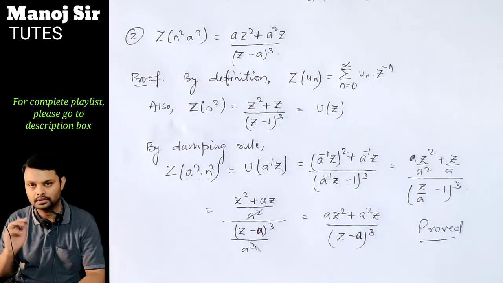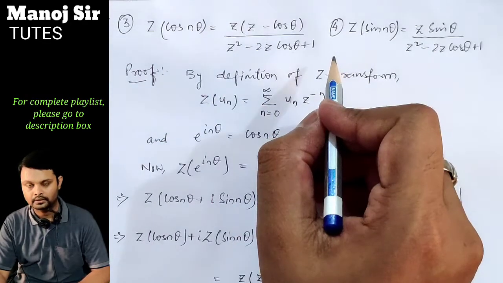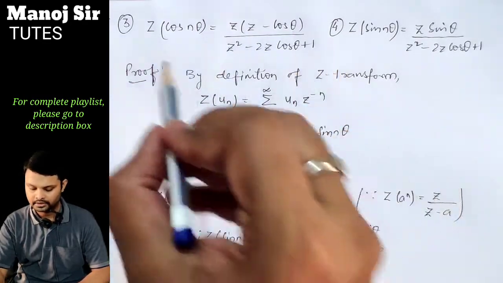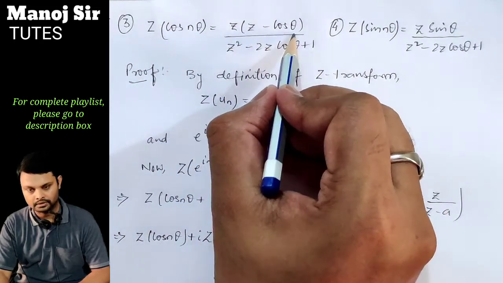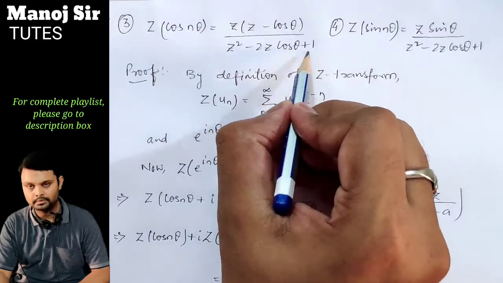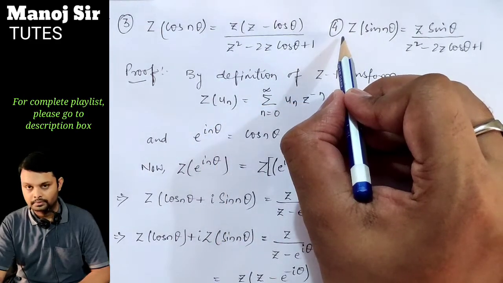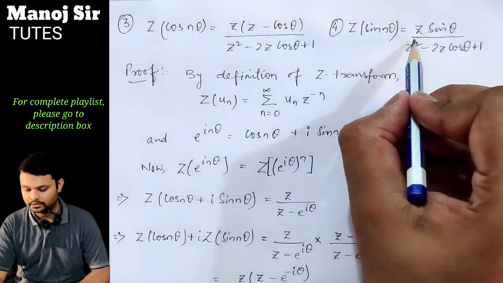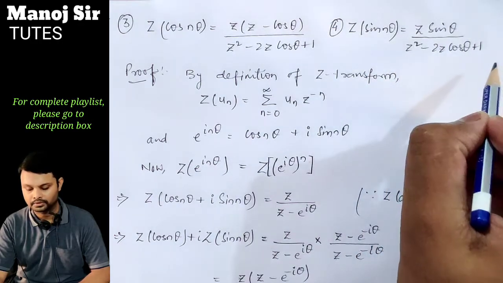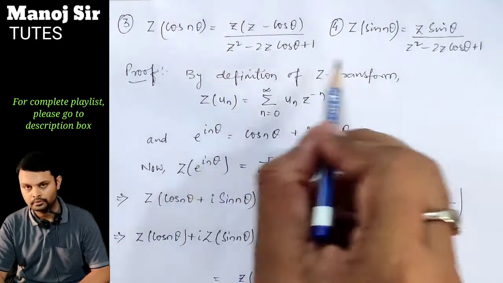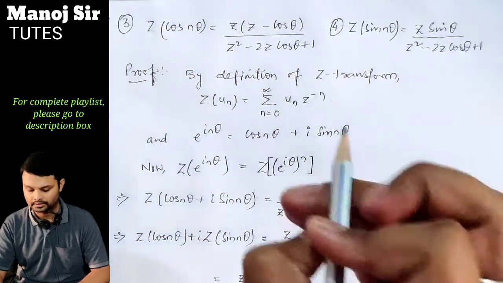Okay, now we'll come to the third part. Third and fourth part are going to be solved simultaneously. Third part says Z transform of cos nθ equals z(z − cos θ) upon z² − 2z cos θ + 1. Fourth part, that is Z transform of sin nθ equals z sin θ upon z² − 2z cos θ + 1. Okay, so we are going to prove this third and fourth part.